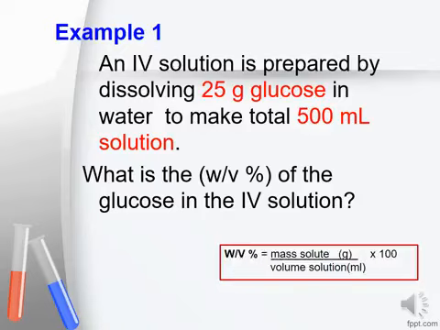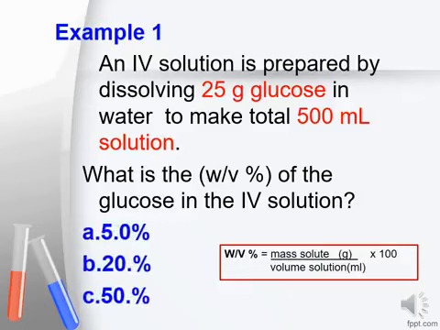The answer: weight per volume, or W per V percent, equals the mass of solute in gram divided by the volume of solution in milliliter, multiplying by 100. Then 25 divided by 500 multiplied by 100, the answer will be 5%.